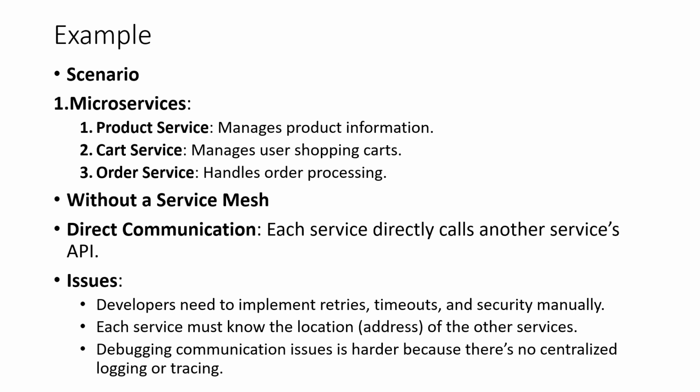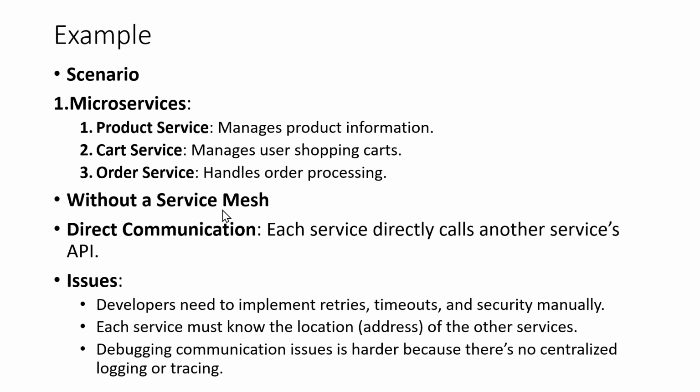Okay, we will try to understand by going through a scenario so that we get to know exactly what it is and how it works. We will have three different microservices running in two different containers. One is the product service, another is the cart service, and another is the order service. The product service manages product information, the cart service manages user shopping carts, and the order service handles order processing.